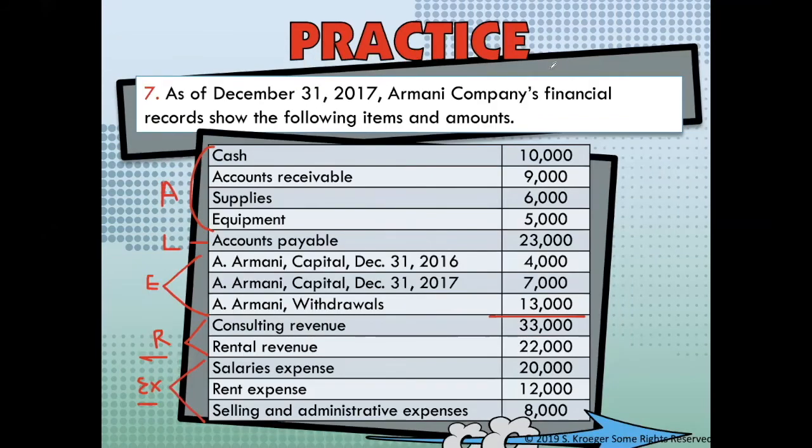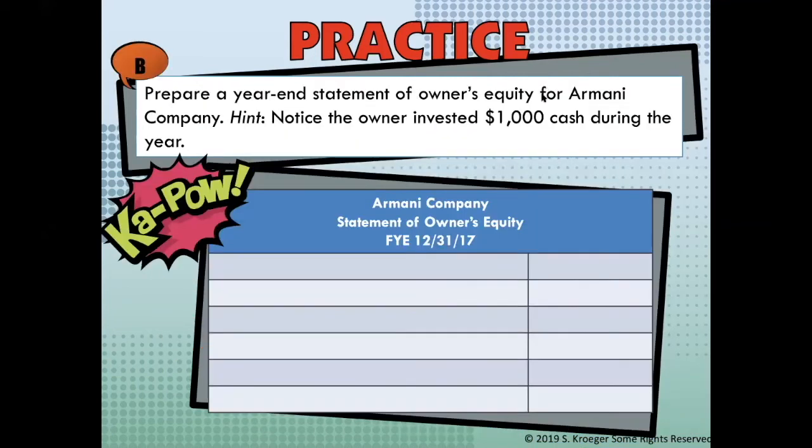Remember, the owner's equity statement begins with the capital balance at the beginning of the year. We will then add any additions to it, which would be our net income, which we just found in Part A, along with any owner investments. I would like to point out in Part B, I did give a hint that the owner did invest $1,000 cash into the business. So there is an owner's investment here.